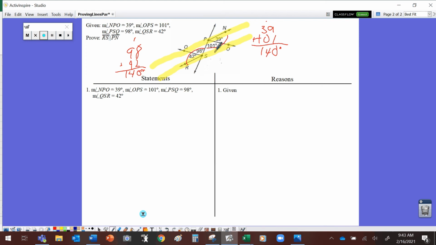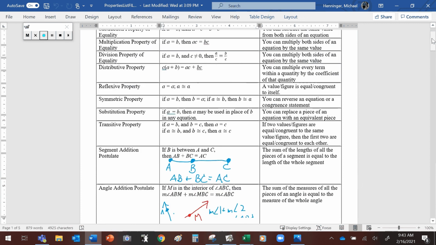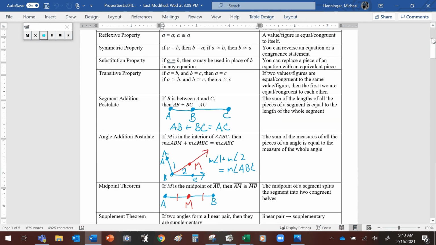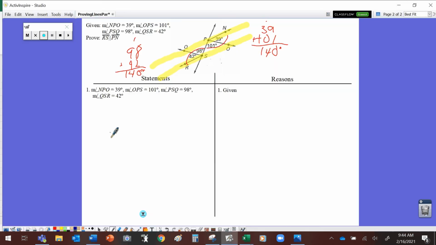Okay, the trouble is I have those lines in pieces. So I need a property that allows me to put those together. Well, let's take a look at our list of properties here and let's scroll through it. Division, distributive, reflexive, transitive, symmetric. Hey, angle addition postulate. It says that the sum of the measures of all the pieces of an angle is equal to the measure of the whole angle. Okay, look at this diagram. If I add angle 1 and angle 2 together, I get the measure of the whole angle. Well, that sounds like something I can use right here.